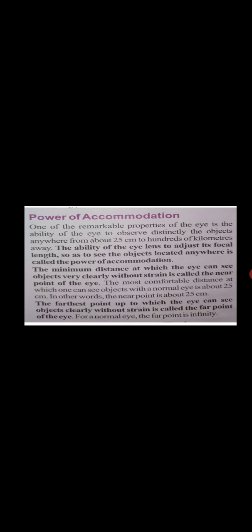Now, there is another thing known as the range of vision of a normal human eye, which is also known as the power of accommodation. One of the remarkable properties of the eye is its ability to observe objects distinctly anywhere from about 25 centimeters to hundreds of kilometers away. So the ability of the eye lens to adjust its focal length so as to see objects located anywhere is called the power of accommodation, and it is also known as the range of vision.